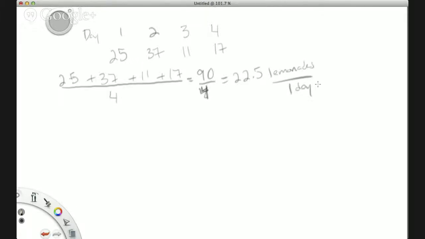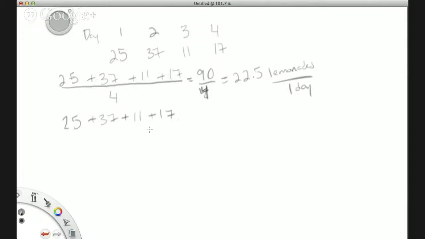Okay, that's simple enough. But as mentioned earlier, the ACT knows that you know how to do that. So they don't really care if you're able to do it on the test. They're going to throw you a little bit more of a curveball. So let's say we come up with another problem. Sticking with the situation we had before, let's say they want to know how many lemonades Jimmy needs to sell on the 5th day to maintain that average of 22.5 lemonades per day.